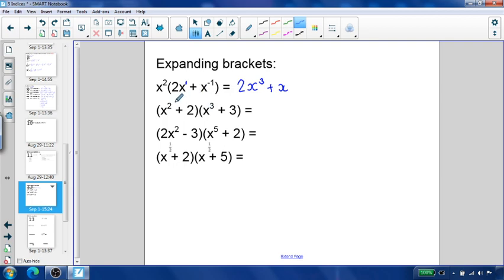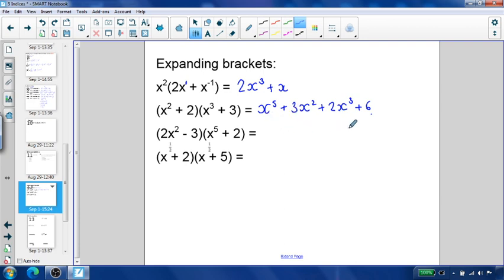Let's go on to this one, expanding double brackets. I'm going to use the arches method. You can just use whichever method you're most comfortable with. So x squared multiplied by x cubed is going to be x to the power of 2 add 3, which is 5. X squared multiplied by 3 is going to be 3x squared. 2 multiplied by x cubed is 2x cubed. And then 2 multiplied by 3 is plus 6. Just checking, there's nothing I can combine together.